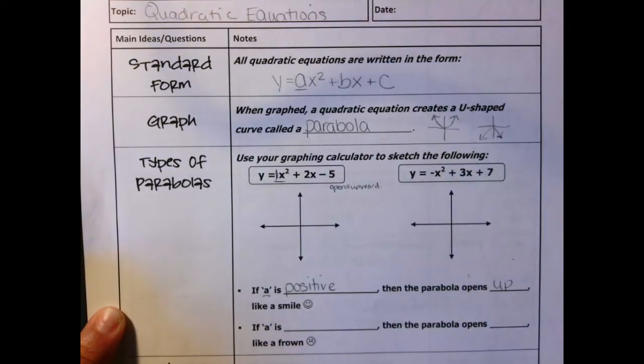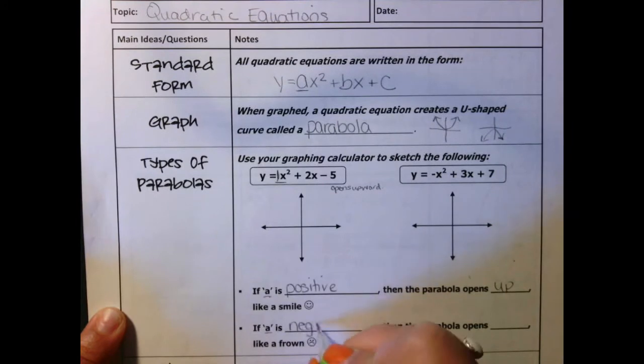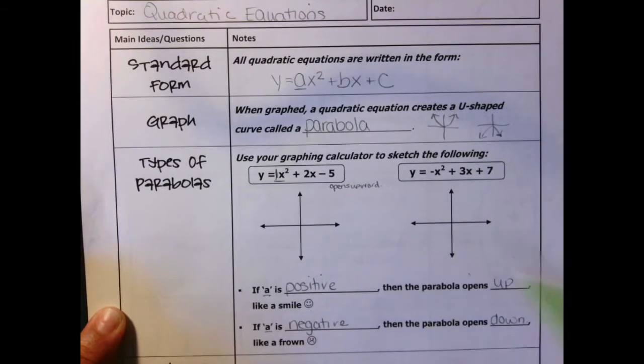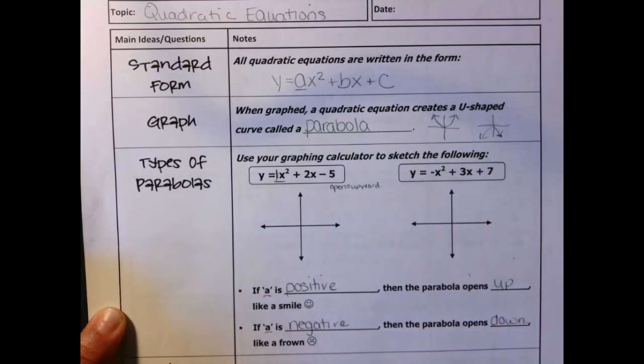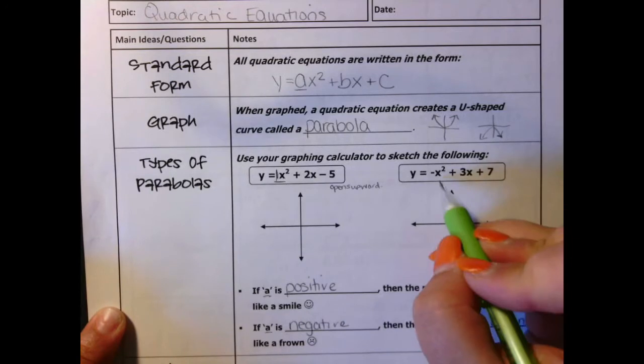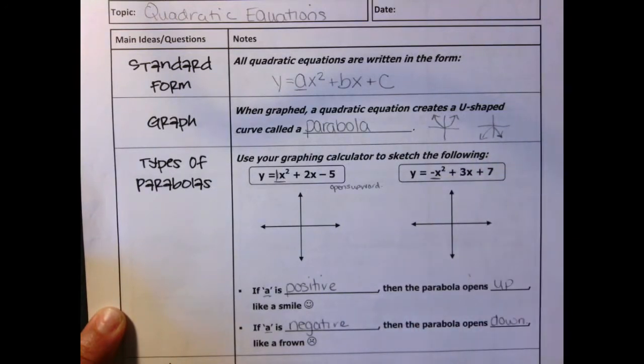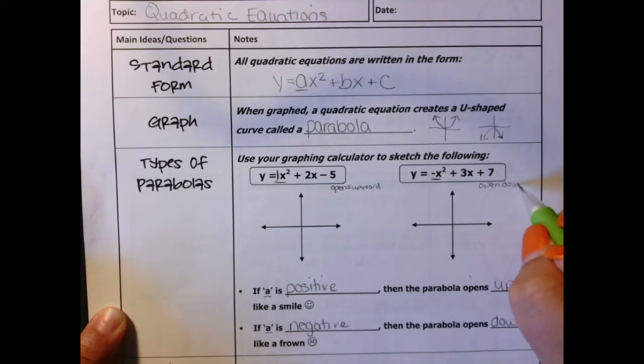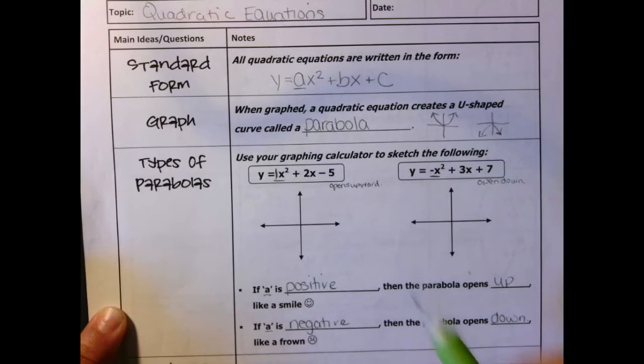Then we have the opposite. If our a is negative, then the parabola is going to open downward like a frown. So looking at our second example, we have y equals negative x squared plus 3x plus 7. Before that x squared is a negative 1, so that means that this one is going to open downward. It's going to create that frown.